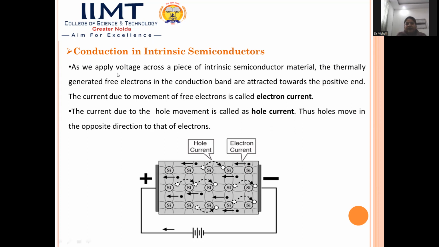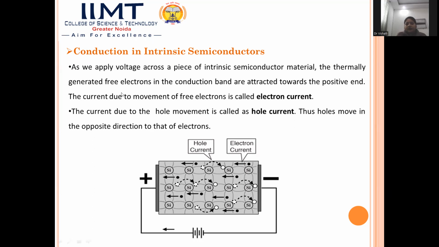So whenever we apply the voltage across this piece of the intrinsic semiconductor, all the free electrons will start to move towards the positive end of the battery. And the holes, as we are assuming that the hole has an equal amount of positive charge as the magnitude of the charge on the electron, are positively charged particles, so they will start to move towards the negative end of the battery.